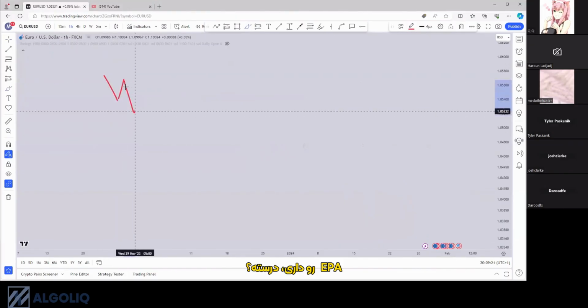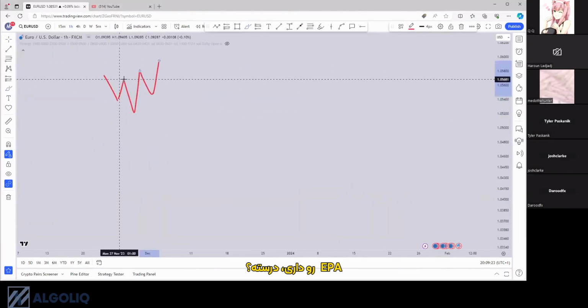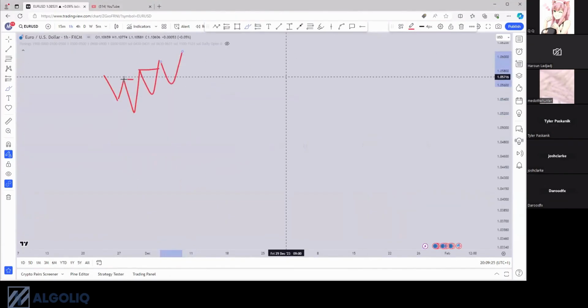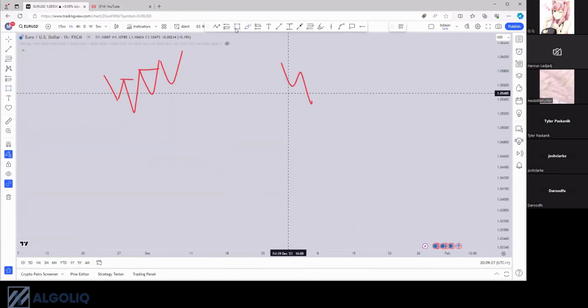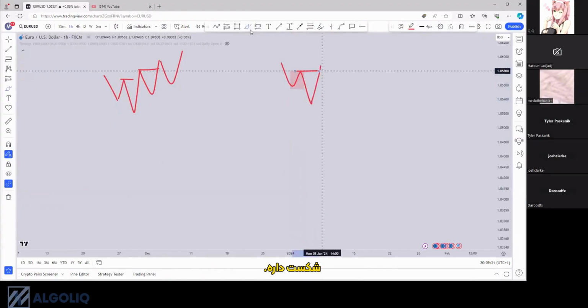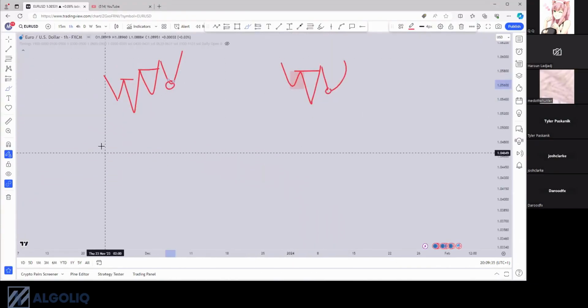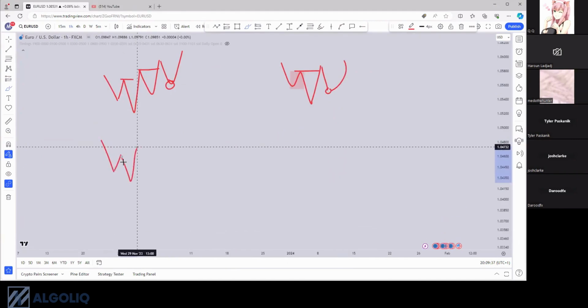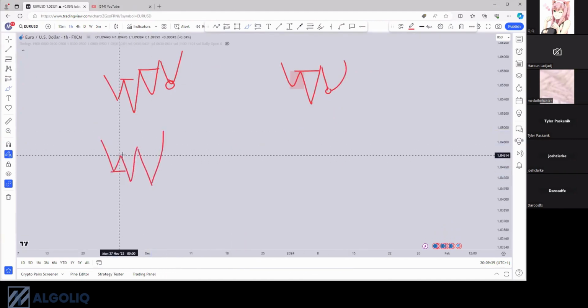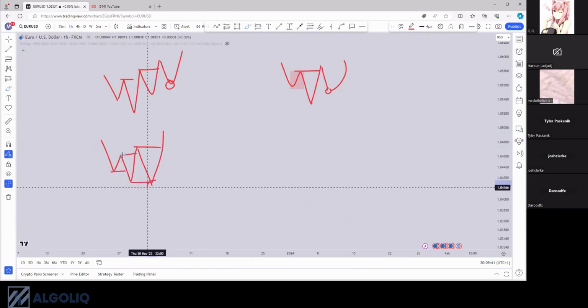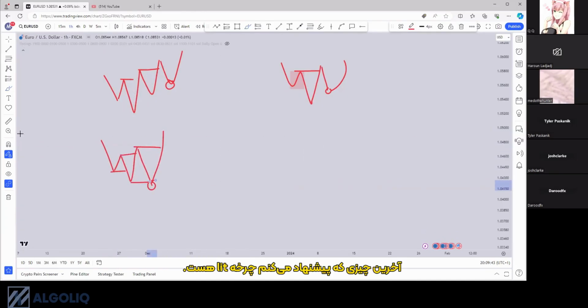You have EPA, right? 2 breaks of structures anyway. You have a relevant break of structure. So this is, let's say, Asian low. Has breaks, day trade. You have reversal MSU. And last thing I would recommend is a lit cycle.